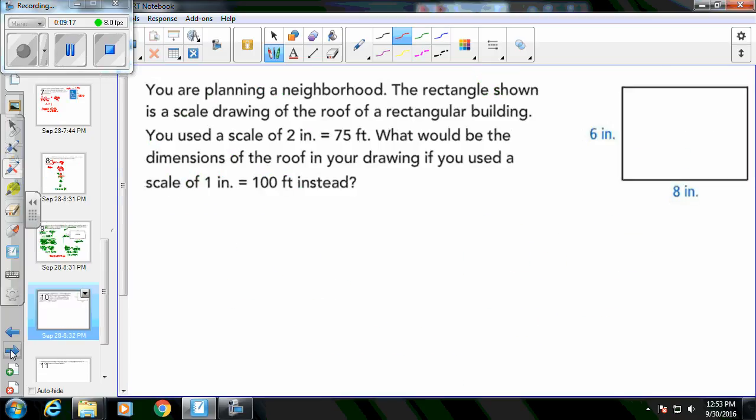All right. A couple more slides. You're planning a neighborhood. The rectangle shown is a scale drawing of the roof of a rectangular building. You used a scale of 2 inches to 75 feet. What would be the dimensions of the roof in your drawing if you used a new scale of 100 inches equals 100 feet instead? I'm going to let you try this, and then we're going to come back.